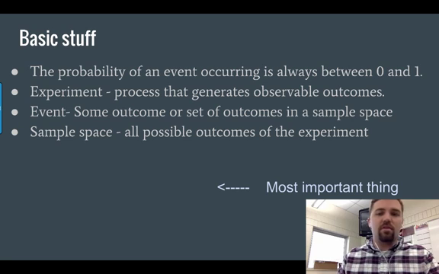And the sample space is all the possible outcomes of the experiment. Okay, so everything that could possibly happen in the experiment, all the outcomes, would be the sample space. We'll do some examples of that in just a second.